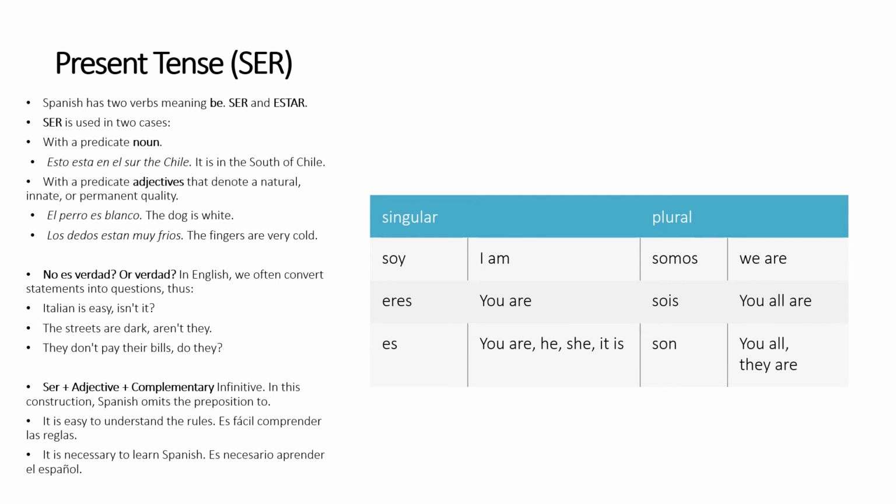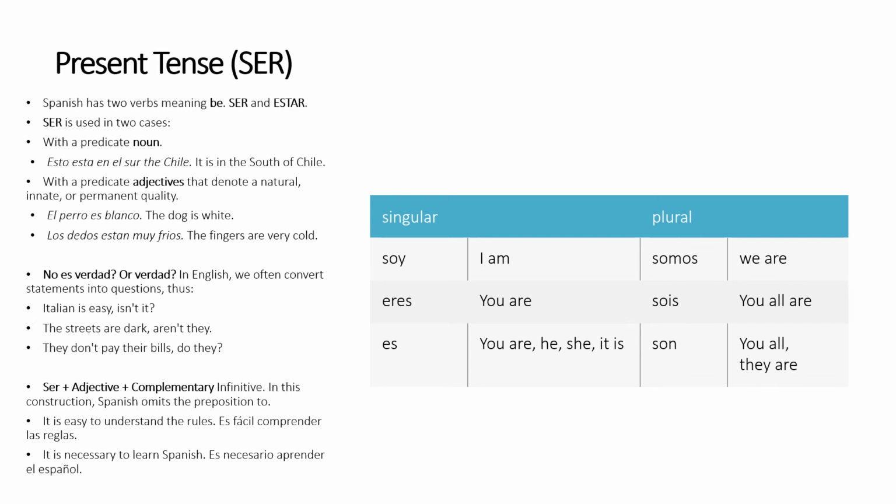Another important concept is the use of the other verb to be. We already talked about estar. We will learn here about ser. Ser is used in two cases: with a predicated noun, like "esto está en el sur de Chile," it is in the south of Chile, or with a predicated adjective, to denote a natural, innate, or permanent quality.